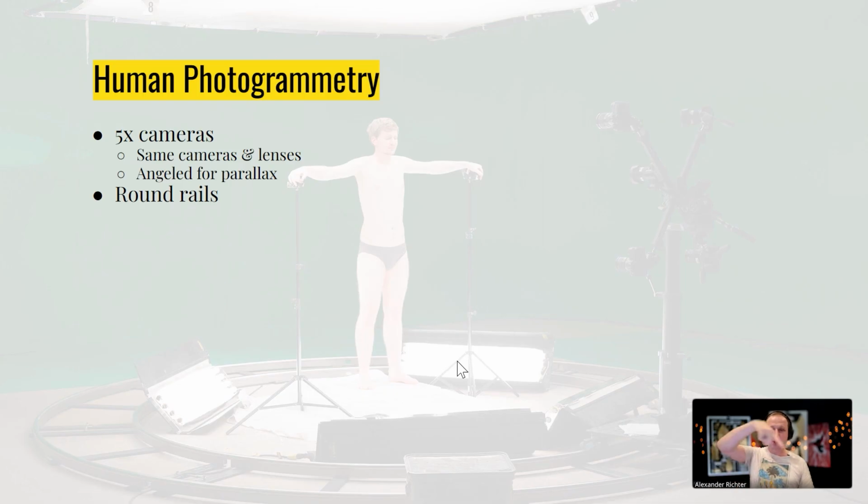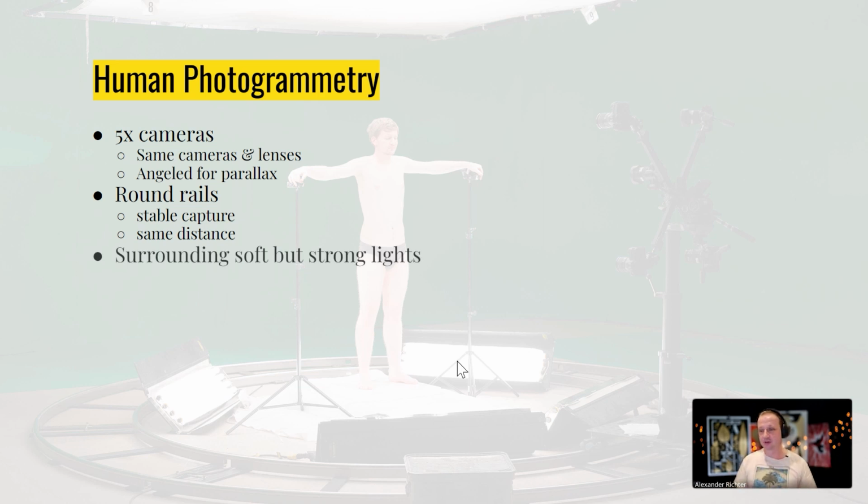Then we created the round rails, and it comes back to what Ramiro mentioned: it's better to keep the same distance, so everything is a little bit from the same distance. So the software has an easier time understanding where something is. That was one of the reasons why we had the rails. And also stability, obviously, so you don't move and shake yourself. The object can shake and you can shake. That's not good for the results.